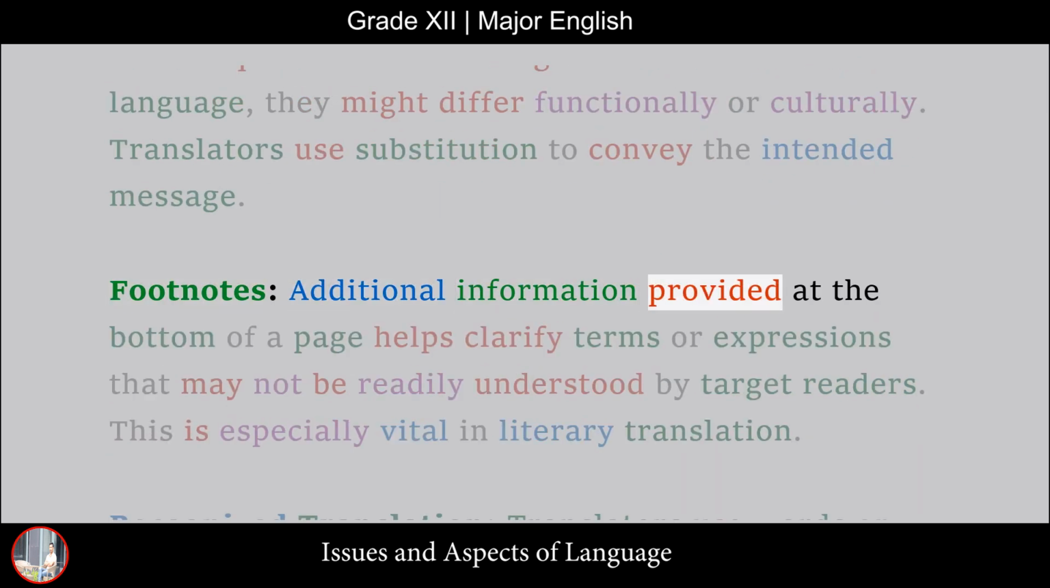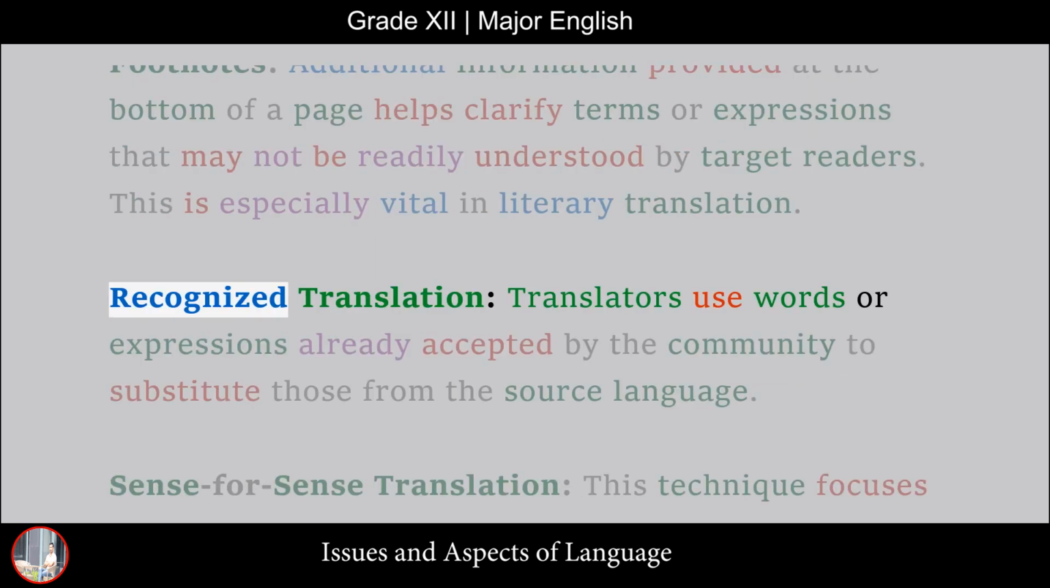Footnotes. Additional information provided at the bottom of a page helps clarify terms or expressions that may not be readily understood by target readers. This is especially vital in literary translation.